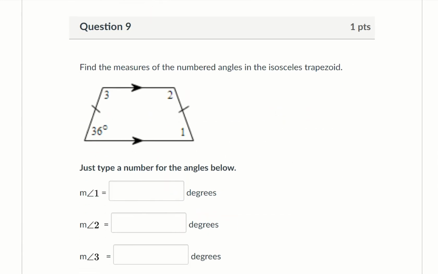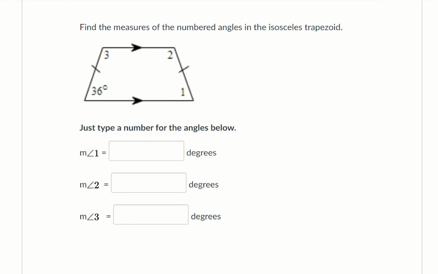All right, question 9: find the measures of the numbered angles in the isosceles trapezoid. Isosceles meaning that these two sides are the same, and that means that the base angles have to be congruent. That's congruent and that's congruent. Those upper and lower base angles are congruent. So that means angle 1 has to be the same as 36 degrees.